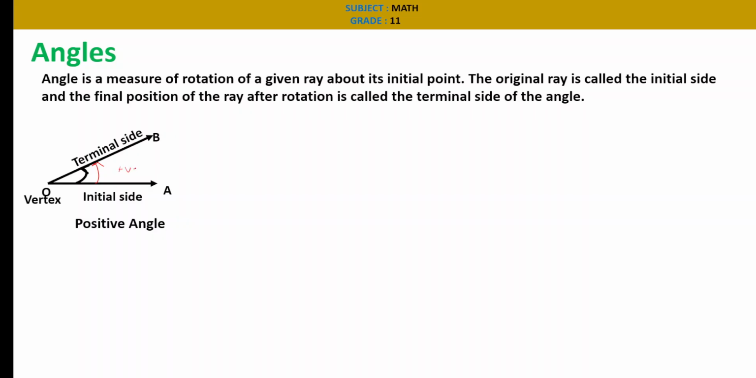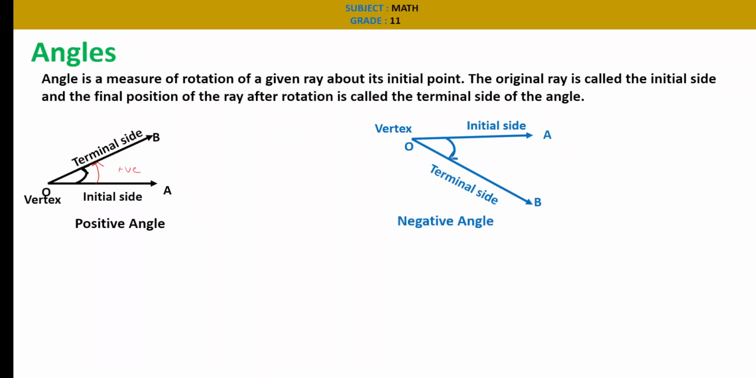This is always positive. Let us see a negative angle. See here, OA is its initial side. If we observe, OB is below this initial side, that is the terminal side. O is the vertex. So this is a negative angle. Measurement of angles: one is degree measure and the second one is radian measure.